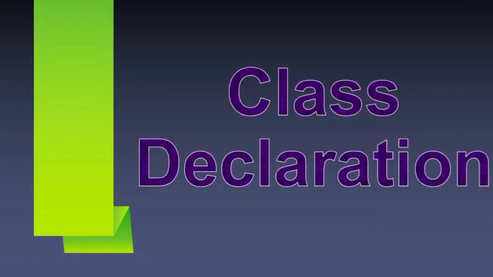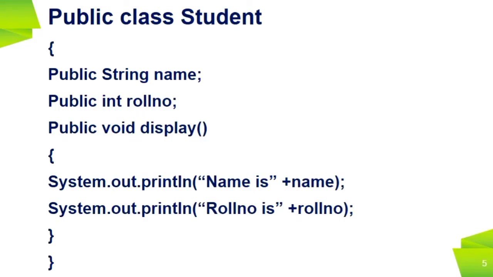Class declaration. In this slide, we will be discussing the class declaration. Here, public is the access specifier, which means it can be accessed by anyone. Student is the name of the class, preceded by the keyword class. Next is the body. The body of the class begins with a left brace. Name and roll number are two variables of string and int data type.